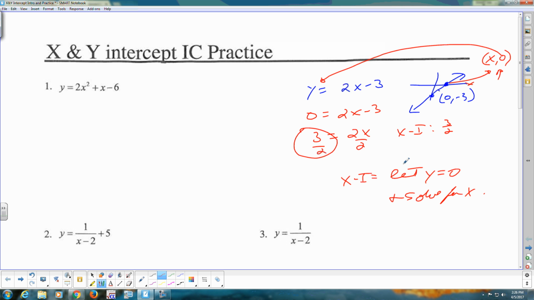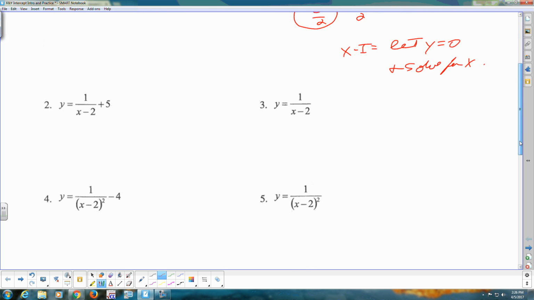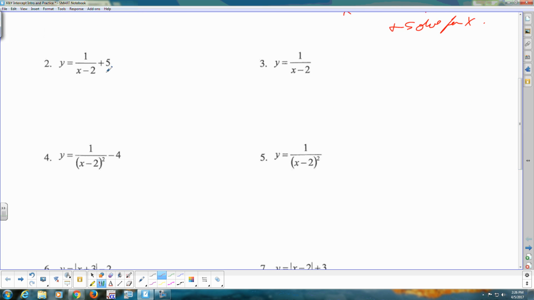Alright? So, going back to this, I need to let y equal 0. Well, that's just doing the quadratic formula, folks. And y'all know the quadratic formula, so I'm going to leave you to it. It's a 4. You guys have been doing the quadratic formula for years, so plug and chug. Alright. You let y be 0 to find an x-intercept.